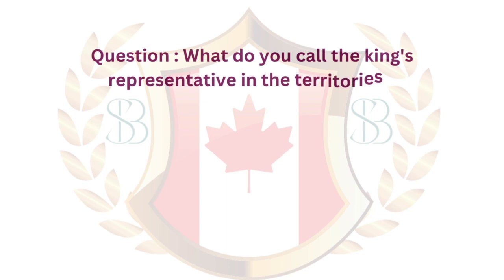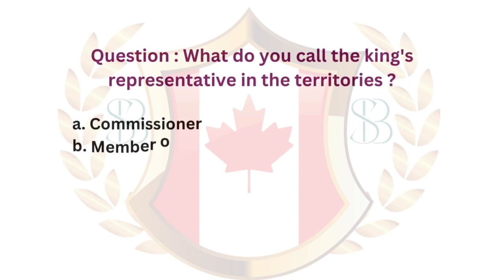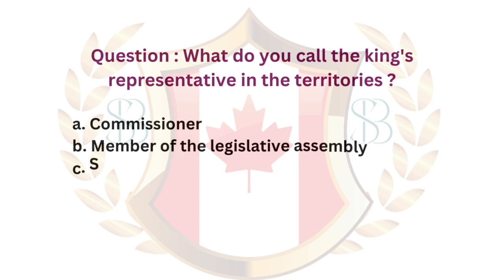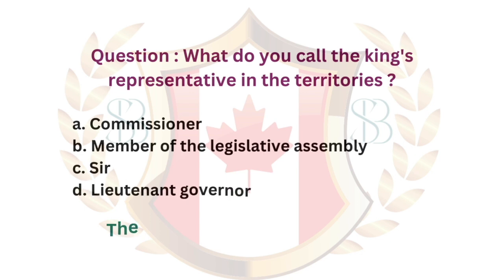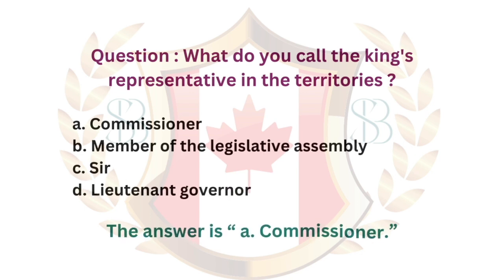Question. What do you call the King's representative in the territories? A. Commissioner. B. Member of the Legislative Assembly. C. Sir. D. Lieutenant Governor. The answer is A. Commissioner.